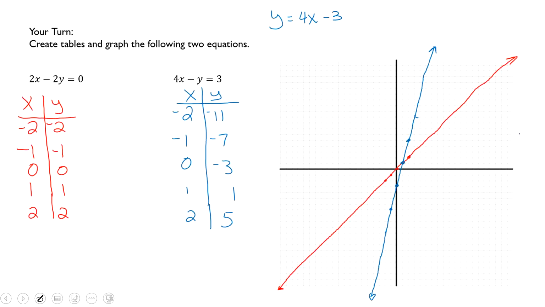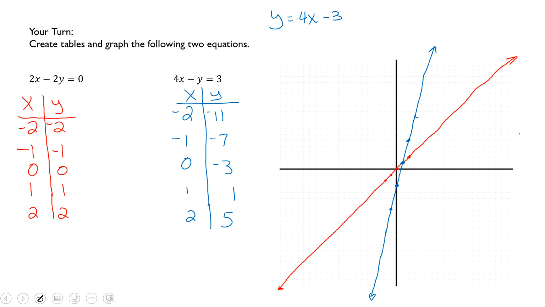Okay, so here's what we should have had. Your red line, the red table, works out to be the points negative 2, negative 2; negative 1, negative 1; 0, 0; 1, 1; 2, 2. That's the red line. The other equation is our blue line. And it should work out that those are the points you had, and that's what the line should look like. It's a fairly steep line, rising from left to right.